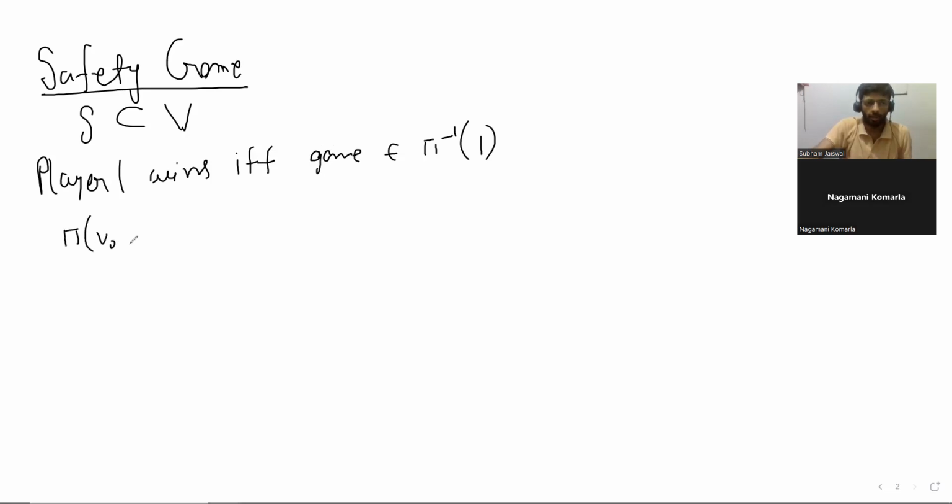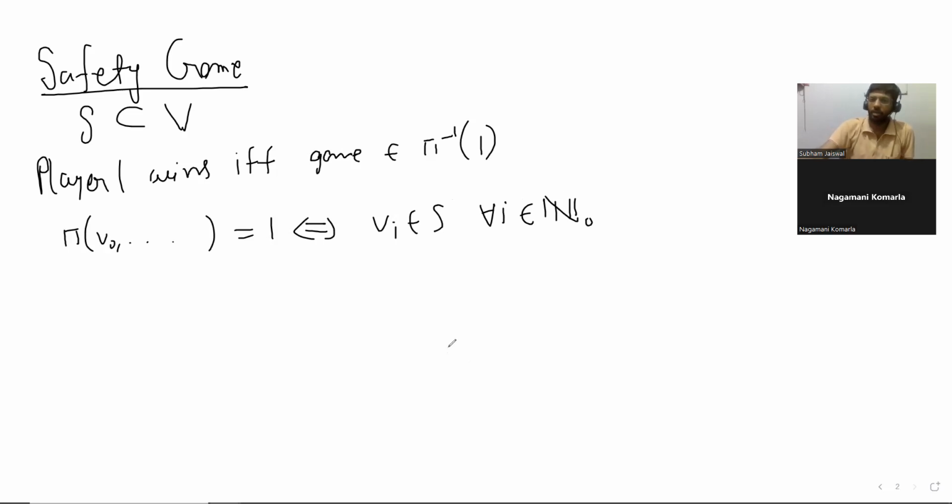So pi of a run is equal to 1 if and only if Vi is in S for all i in N, the natural numbers, obviously including 0. Here you understand in verbal terms what this means, right? This just means player one wants always to remain in S.